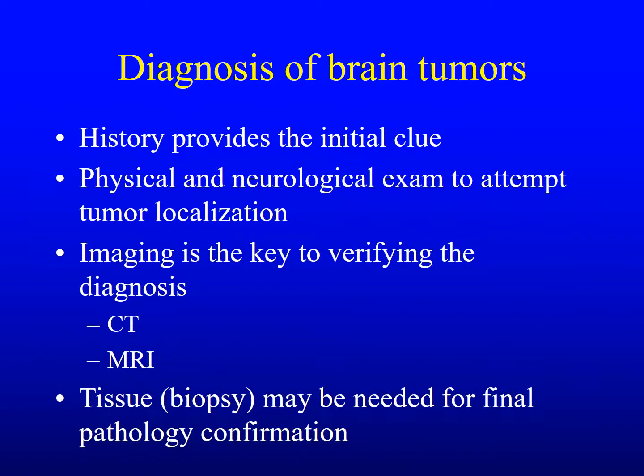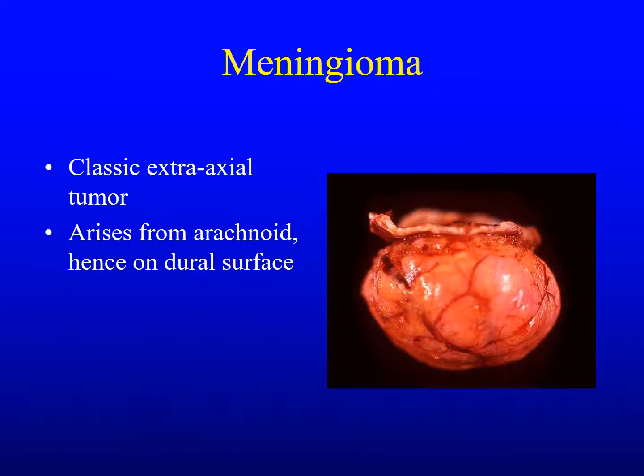So after a good history and physical examination, imaging of course is the most important, and our most important imaging modalities are CT scans of the brain and MRI scans of the brain, and of course tissue biopsy is needed for a final pathological confirmation. So these are common tumors we have here.